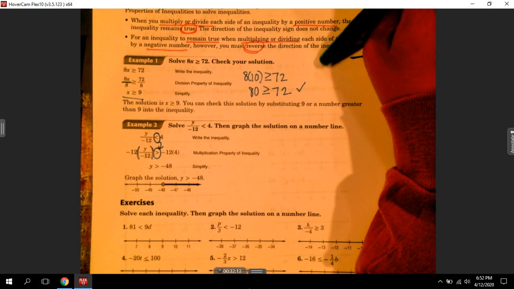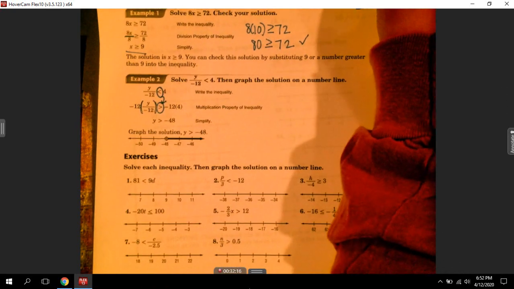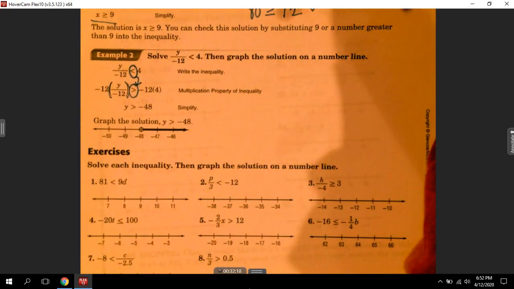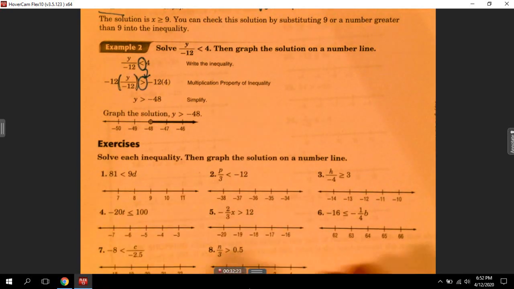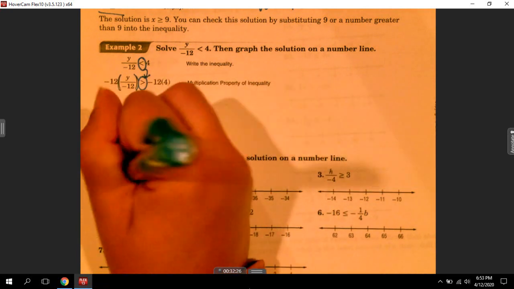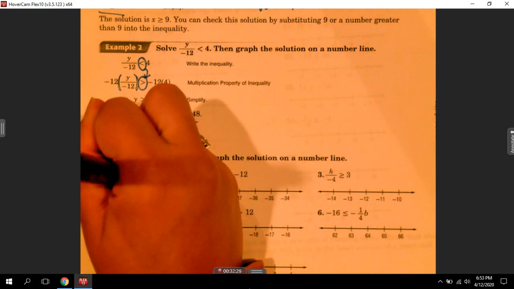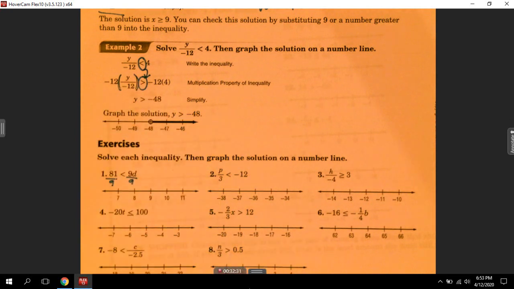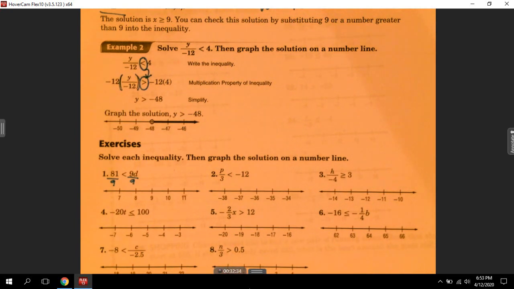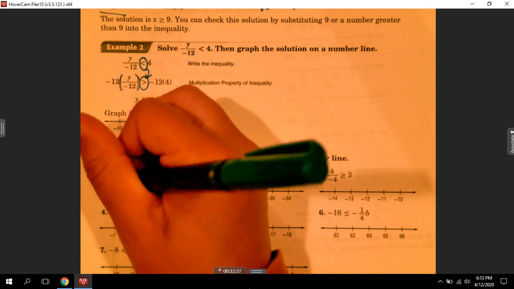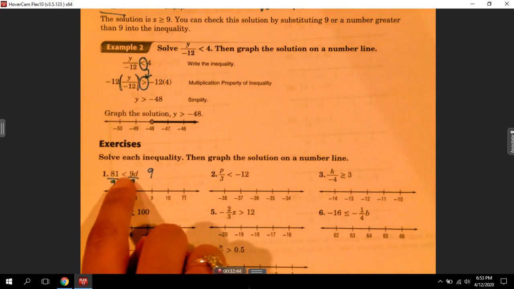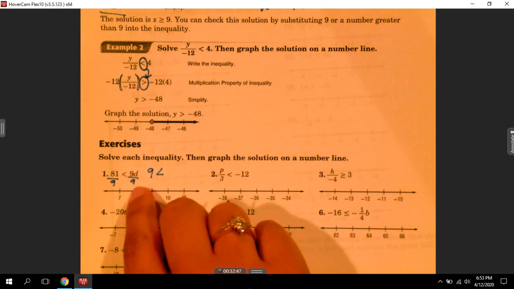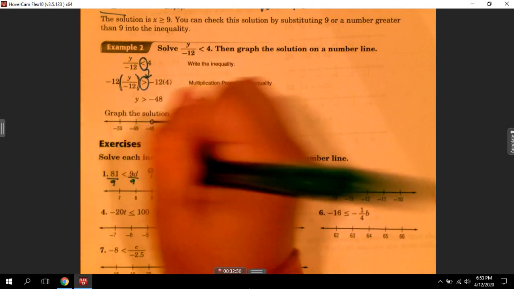All right, number 1, 81 is less than 9D. All right, so I want to solve for D, okay? So this is 9 times D. So in order to solve for D, you're going to do the opposite, which would be divide, okay? You're dividing both sides by 9. So then that leaves me with 81 divided by 9, which should be 9. So 9 is less than, it's a positive number, so this does not change. And then 9D divided by 9 was D. So 9 is less than D.